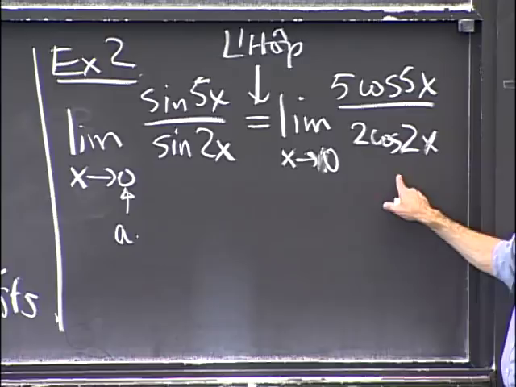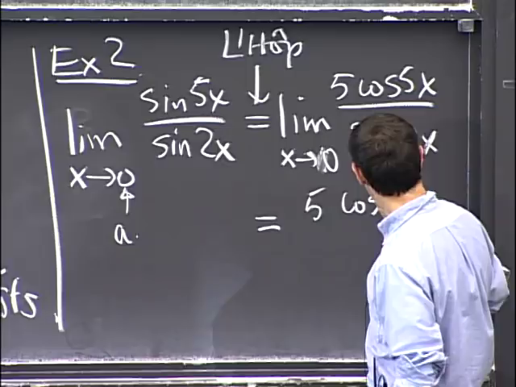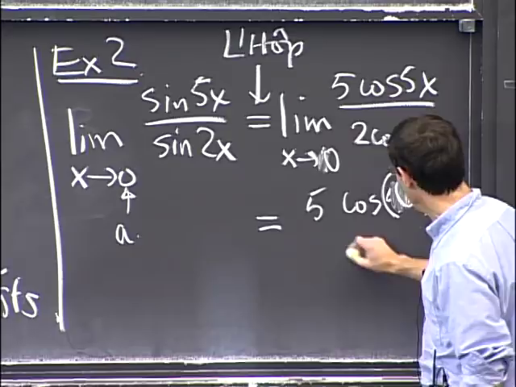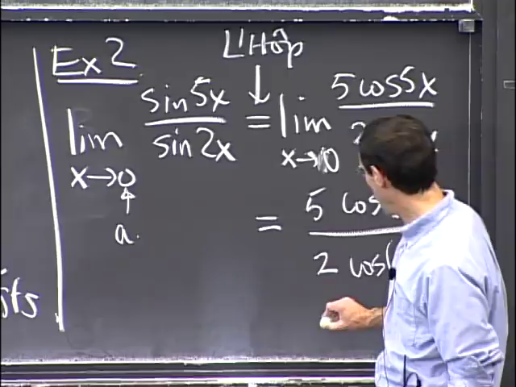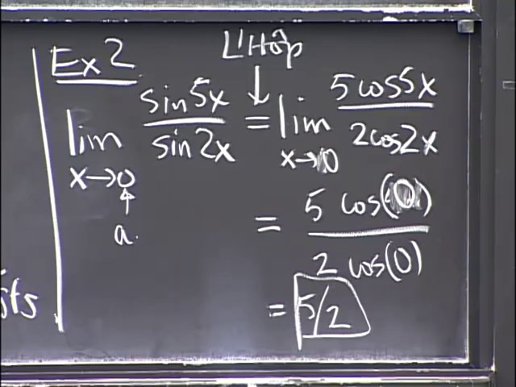Cosine of 0 is 1, right? This is equal to 5 times the cosine of 5 times 0. And that's a multiplication sign there. Maybe I should just write this as 0. Divided by twice the cosine of 0. But you know that that's 5 halves. All right, so this is how L'Hopital's method works. It's pretty painless.